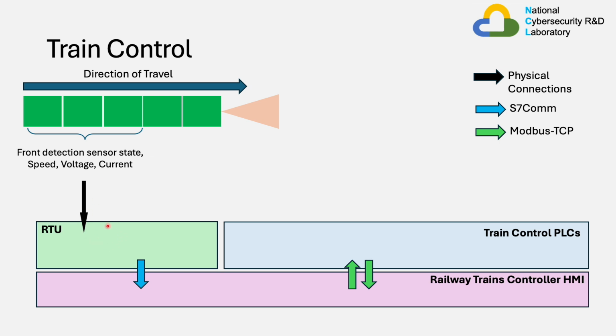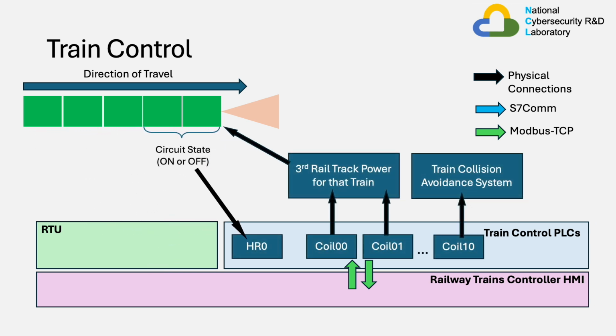The RTU collects the inputs from each train and sends it by S7COM to the Railway Trains Controller (HMI). From the HMI, register read requests or coil set requests can be sent by Modbus TCP to the train control PLCs. Each train's internal circuit state, whether the train is being powered and functioning, is sent to its corresponding holding register.